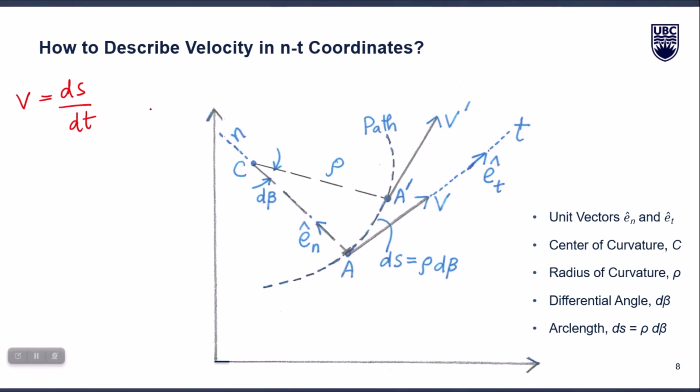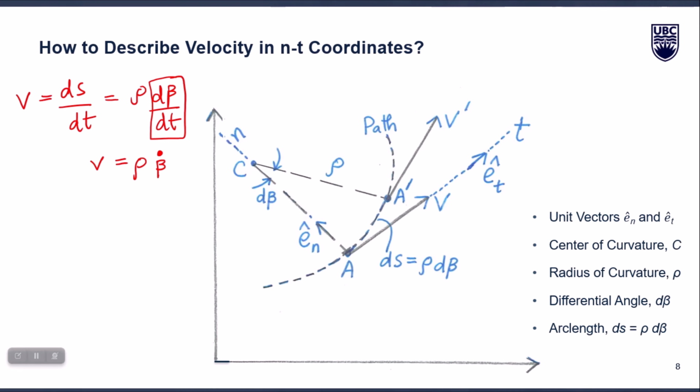This will actually give me rho times d beta divided by dt, right? And this thing I can denote with a different symbol. I can call it rho times beta dot, where dot means the first derivative of that quantity with respect to time. So the magnitude of velocity is rho times beta dot.